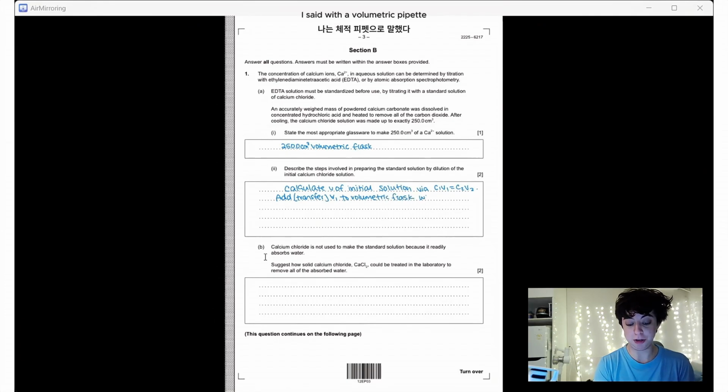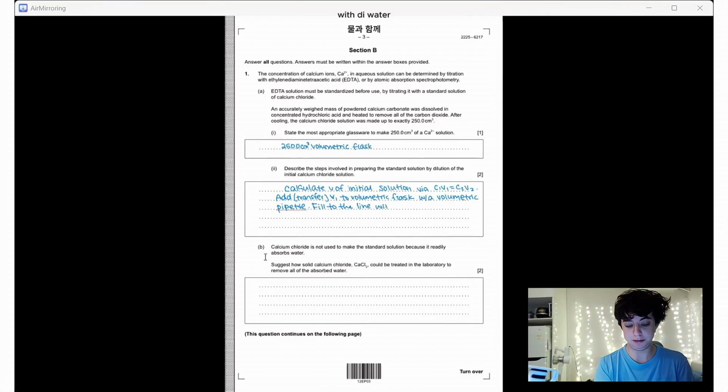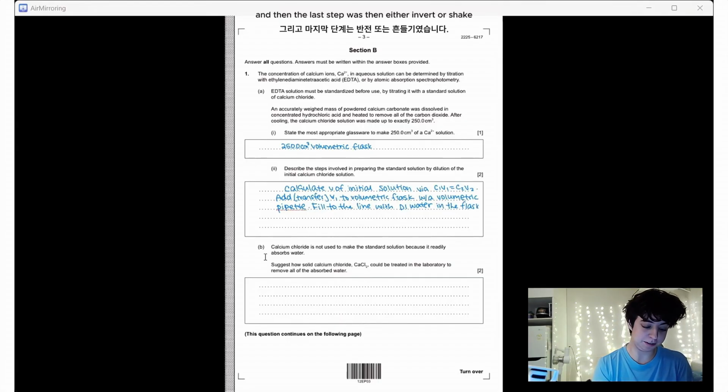And then just to be extra, I said with a volumetric pipette. I'm going to be honest, not a lot of schools have these because they're expensive, but in this hypothetical scenario, we do. Pipettes. And then fill to the line. This is the detail a lot of students miss: whenever you're using the volumetric flask, there's that little line that you're always filling to. So fill to the line with DI water in the flask. And then the last step was then either invert or shake until combined.